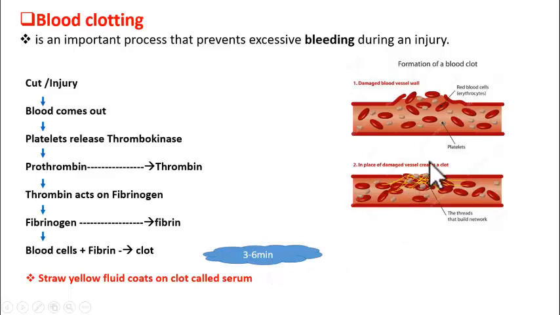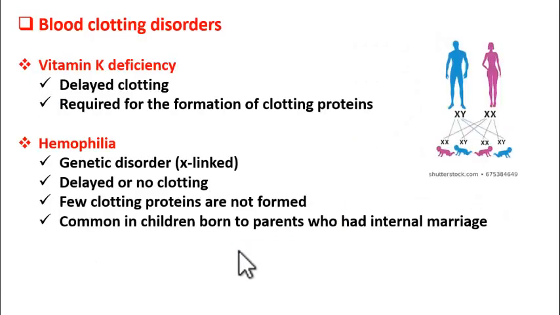Now students, when clotting is taking place, yellow color fluid comes out and coats this clot area, and that yellow color fluid is what is called serum. Got it, students? So the yellow film that forms on a wound is called serum. So this is about blood clotting. Now students, there are two disorders connected to blood clotting. Actually there are many, but only two are discussed in your textbook. Let us see what they are.